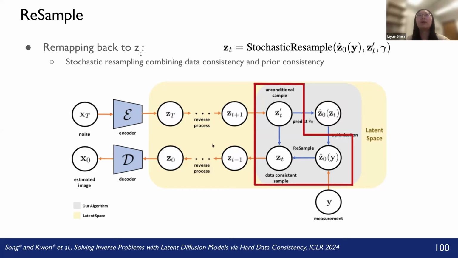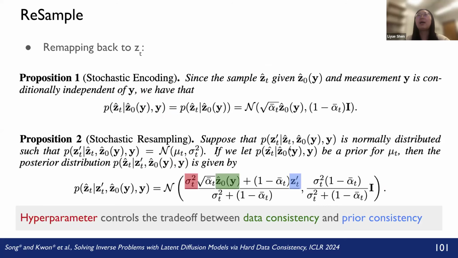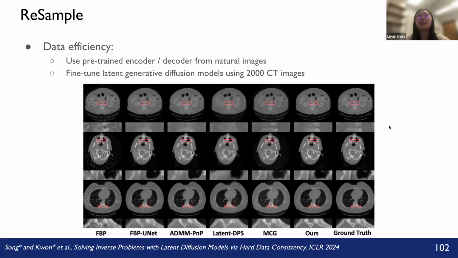So we propose a method called stochastic resampling, which combines the information from both the unconditional sampling at the last time step and the current sample after optimization with the constraints of Y. We introduce a hyperparameter to balance the trade-off between the prior consistency and the data consistency. If you're interested in how we do this, feel free to look into the paper for the theoretical analysis and the empirical results.